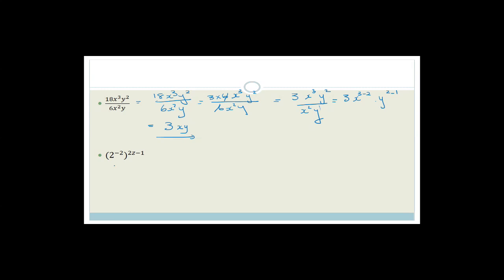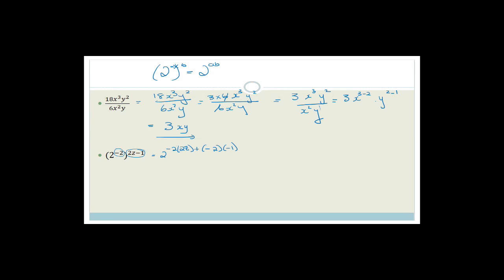Okay, let's do this one. Again, we're just using our rules, and we say the rule is that 2 to the a to the b is equal to 2ab. We need to multiply across the brackets. So that's what we're going to do. We're going to multiply this with everything in this bracket. So it becomes 2 to the minus 2 times 2z plus minus 2 times minus 1.